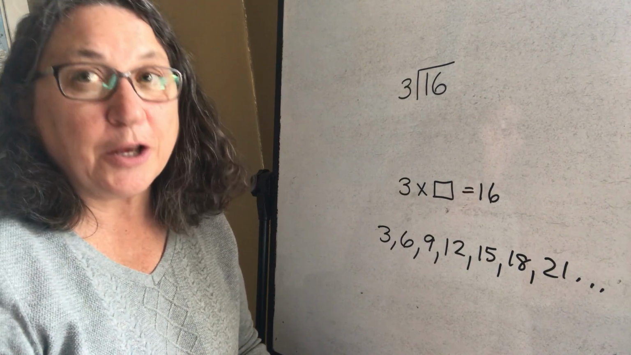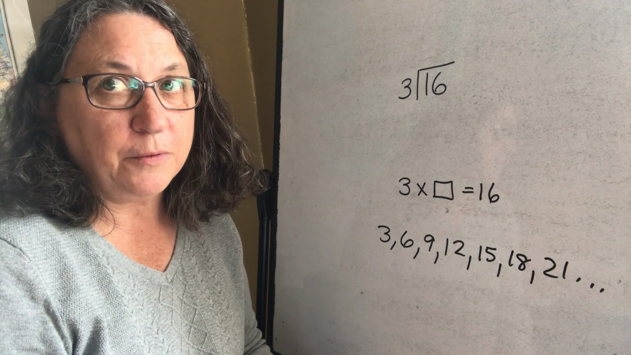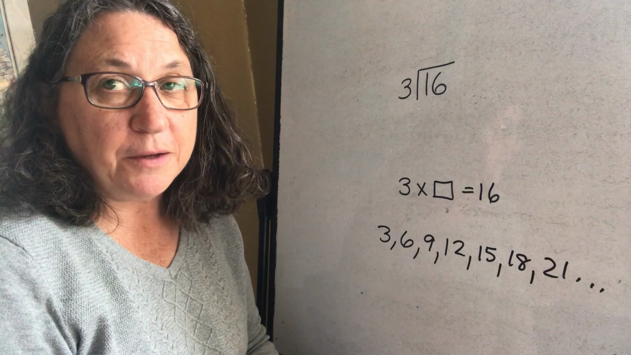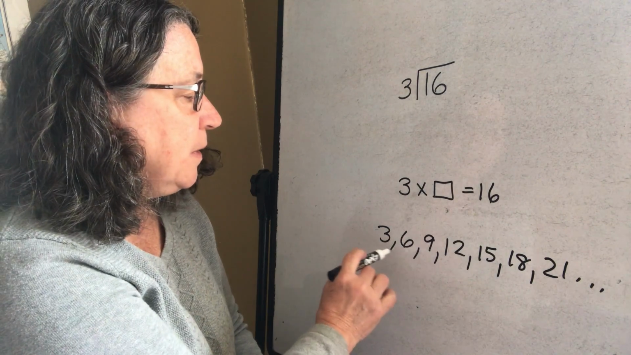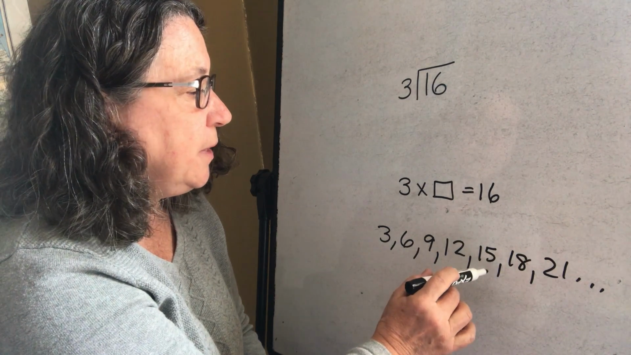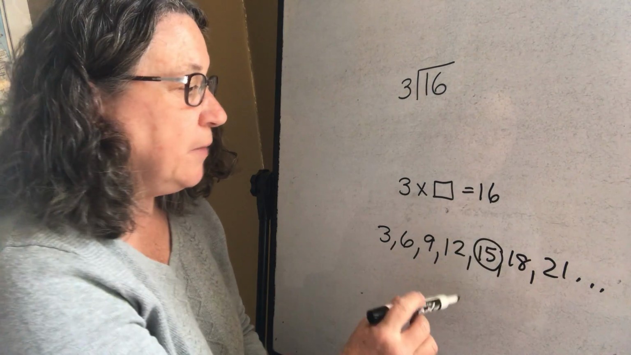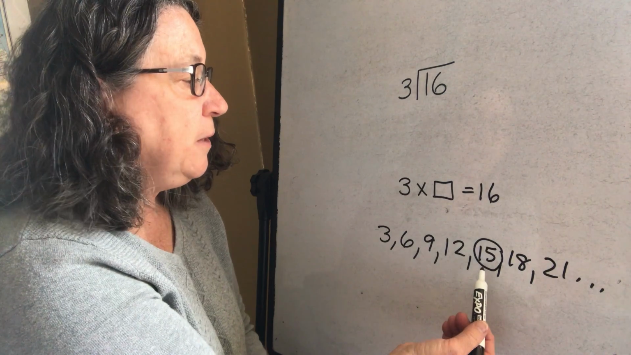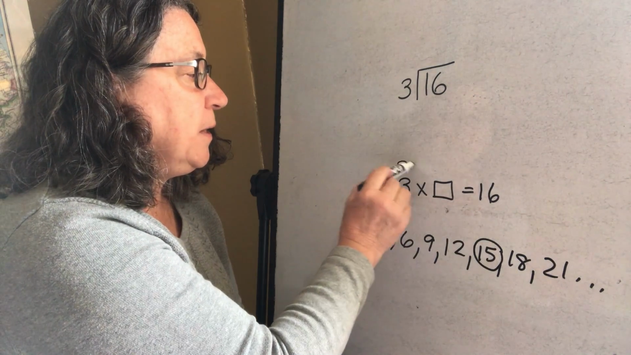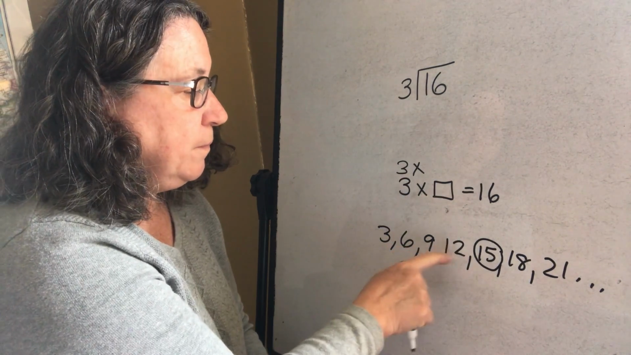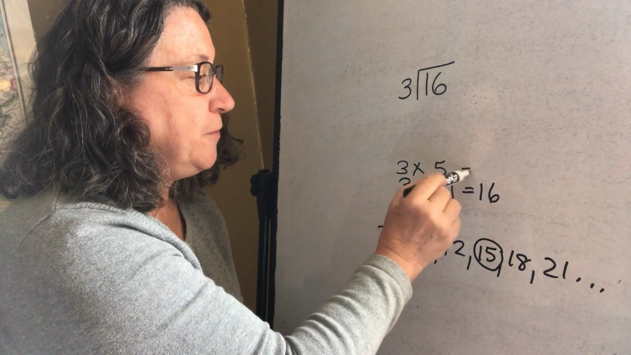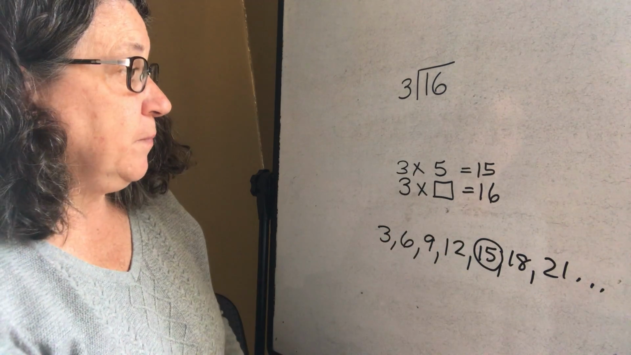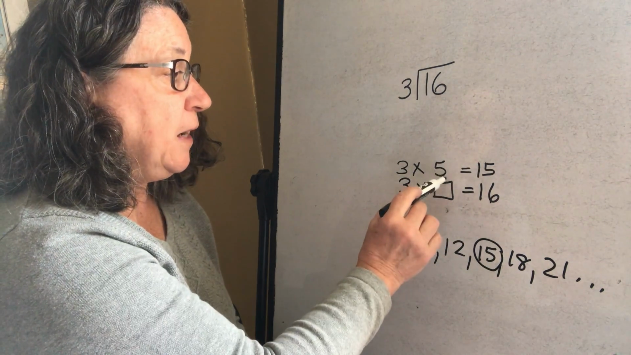So I know I need to get as close as I can, but not go over, because I don't have more than 16 chairs. So I'm making 3 rows, and I can get as close as 15, right? Because 18 is too high. I don't have 18 chairs. So 3 times 5 is 15. So I got as close as I could to 16.